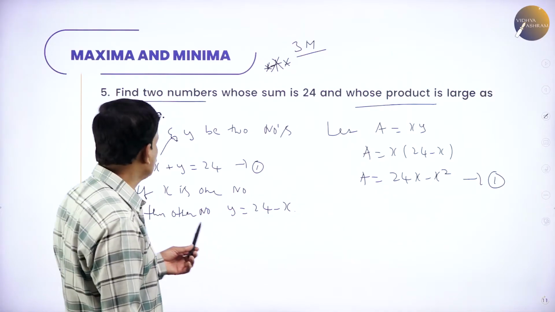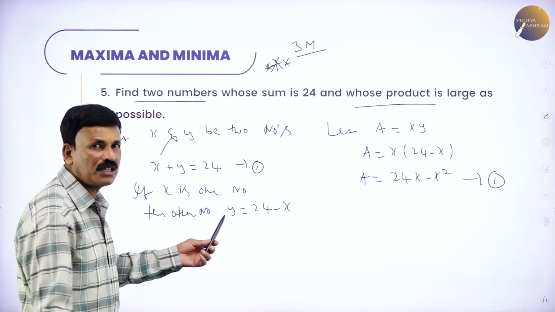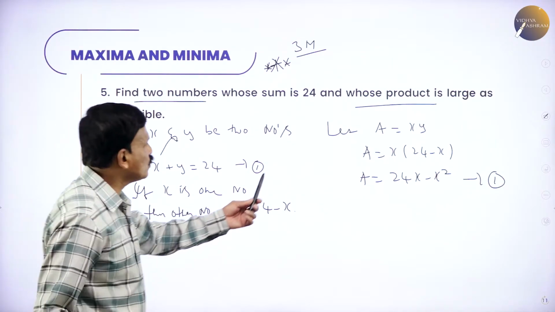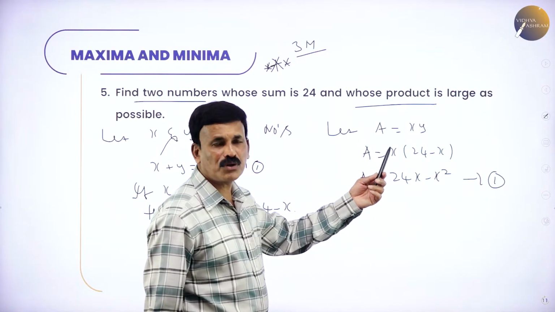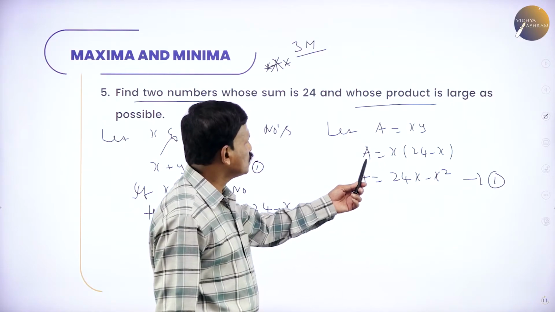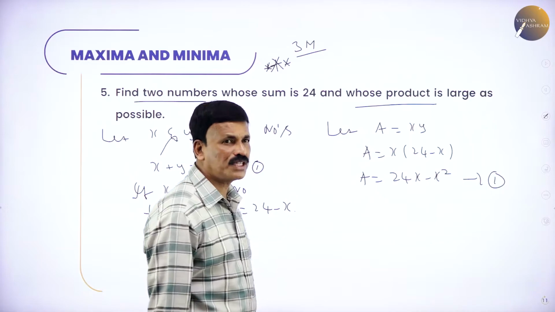So, let us consider the two numbers. Let X and Y be the two numbers. Given the sum of two numbers is equal to 24. Suppose if X is one number, then the other number will be 24 minus X. Let us consider the product A. If A is equal to the product of two numbers, X and Y, so A is equal to X into (24 minus X). A is equal to 24X minus X square.